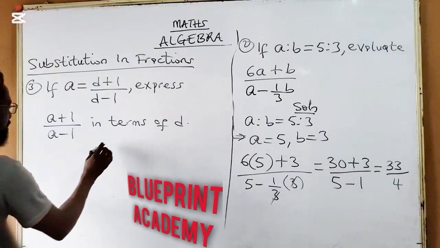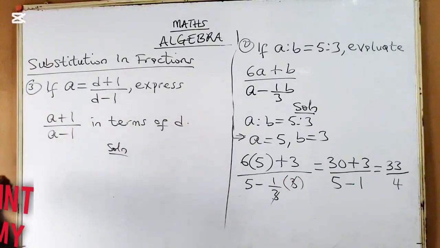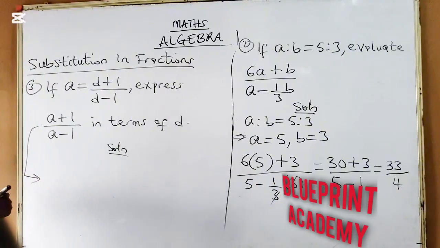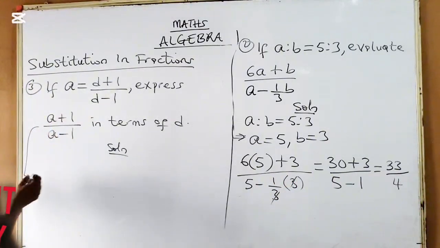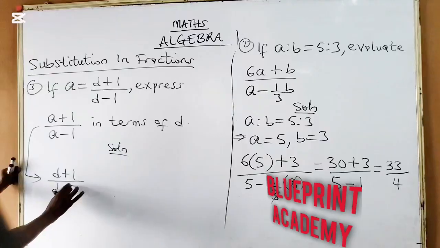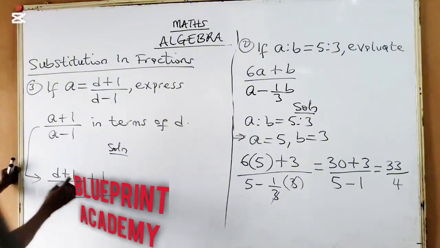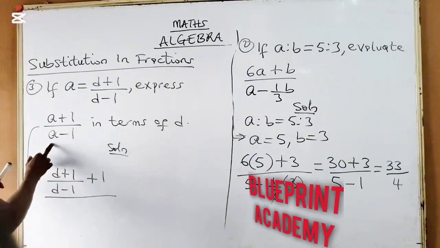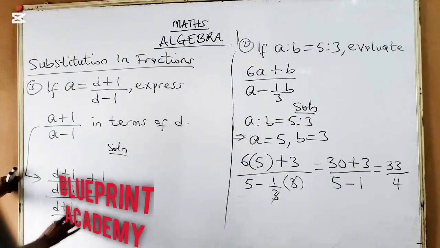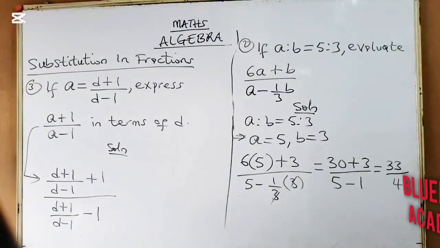This one is going to be a little bit lengthy now, but let's proceed. So we have A plus 1. So in place of A, I'll put D plus 1 over D minus 1, then plus 1 here, the numerator. All over the denominator, we have A minus 1, A is D plus 1 all over D minus 1, then minus 1. So this is what we have for the numerator and denominator.